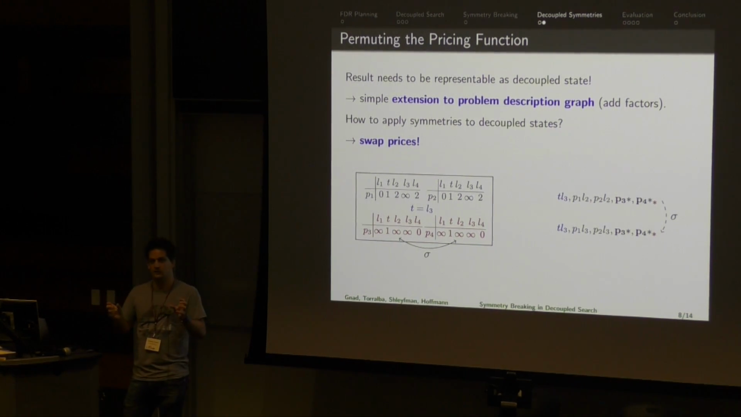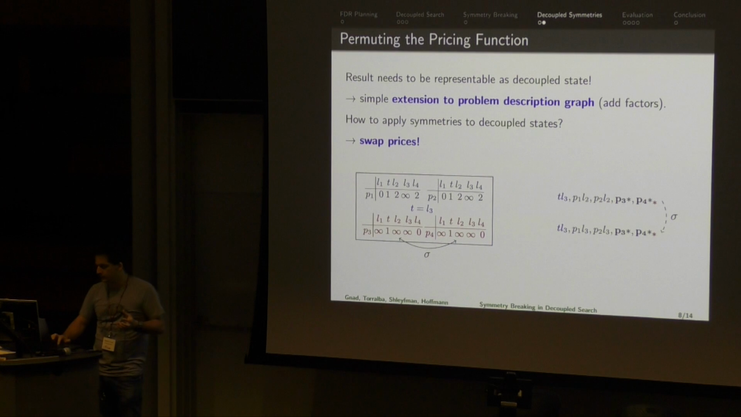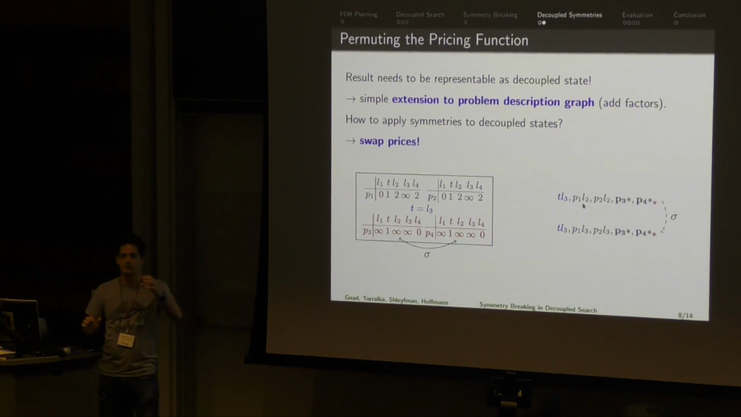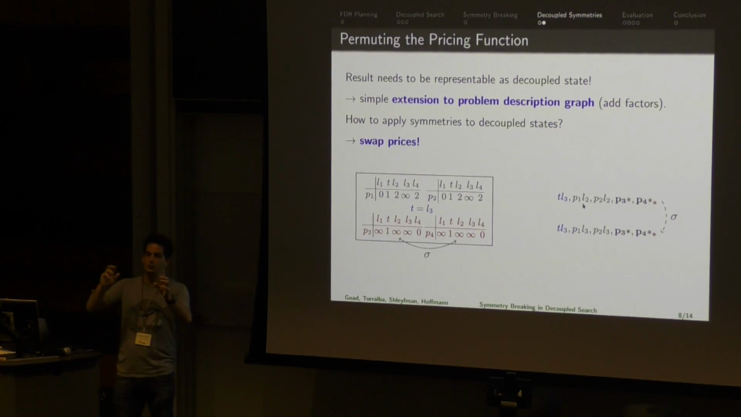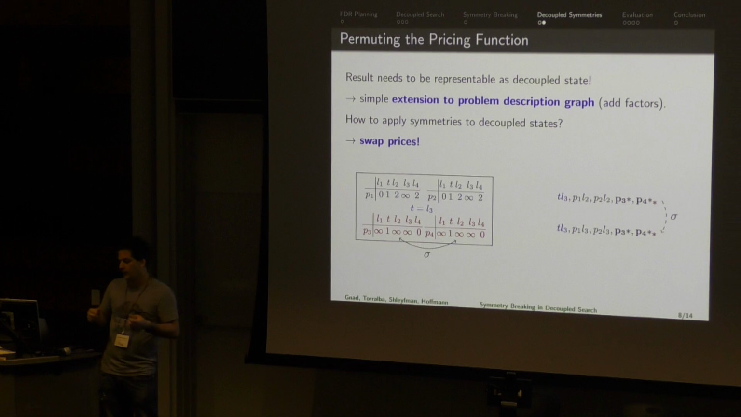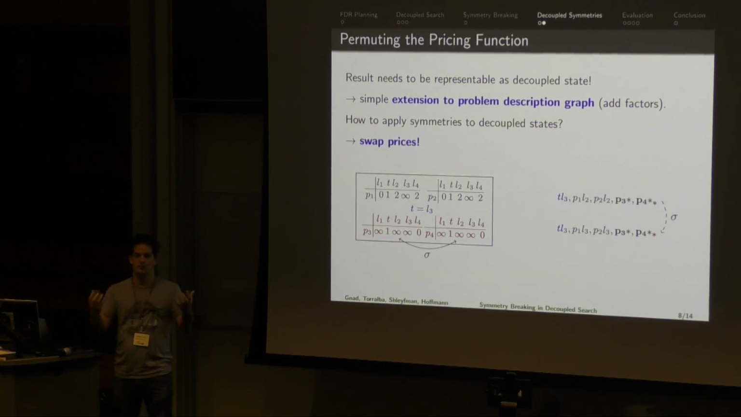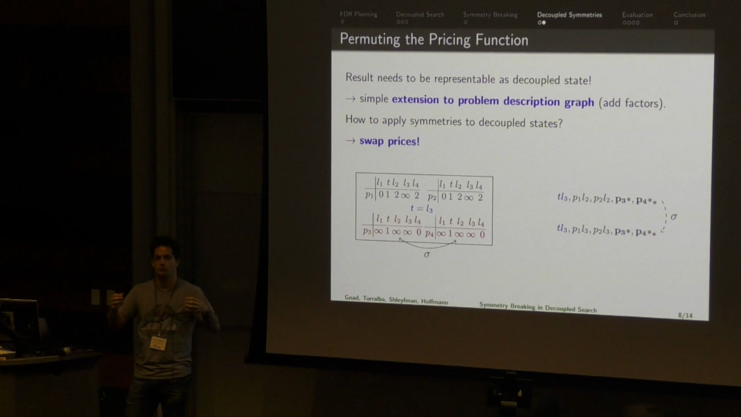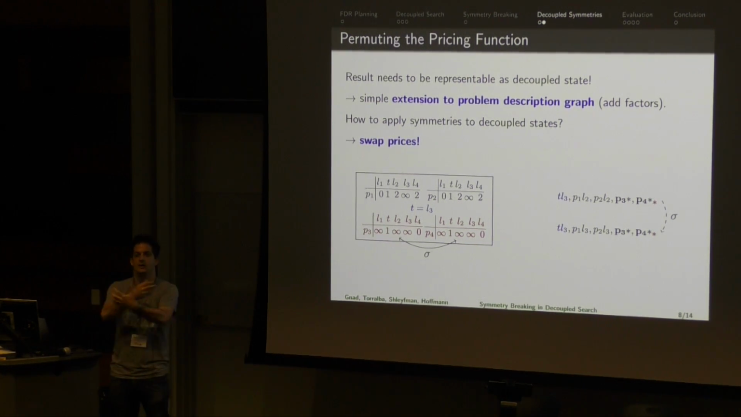A more complex symmetry that we could also handle is, say, if the tool that we run detects that two packages are entirely symmetric. So it says, well, package 3 and package 4 are really symmetric in all regards. In this case, in the standard search, whatever value you have for package 3, you swap it with the value for the assignment for package 4, and the other way around. And what we do in decoupled search is we just swap the entire pricing function. So the pricing function from package 3 becomes the pricing function of package 4, and the other way around.